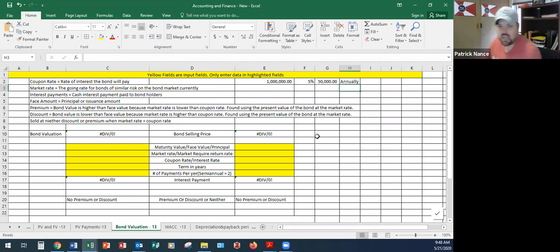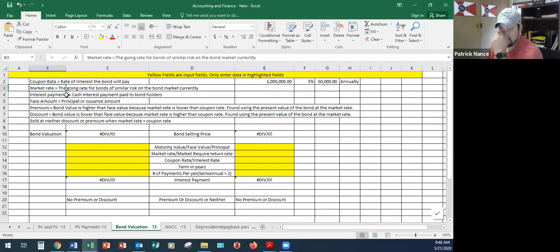You'll notice a lot of bonds pay semi-annually, which means twice a year, which means while $50,000 is what they would be paying, they would instead be paying $25,000 two times during the year rather than $50,000 all at once. So that's a coupon rate.